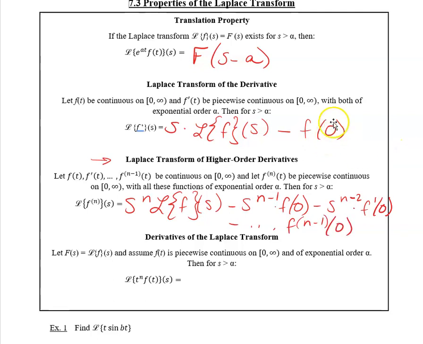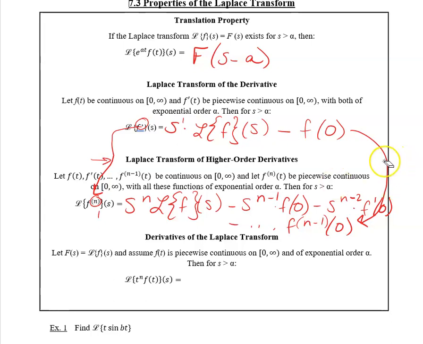And so how is this property above it a special case of this property? Well, if I'm talking about the first derivative, that means that this n would just be 1, right? So I have s to the first power times the Laplace transform of f minus f of 0. Think about that: the n minus 1th derivative. Well, if you're talking about the nth derivative, go up one level. That's the original function. So that's just f of 0.